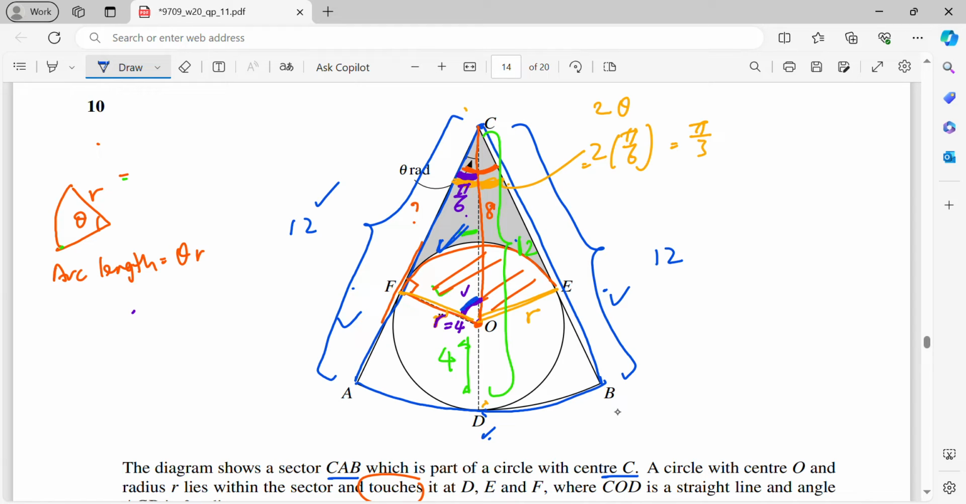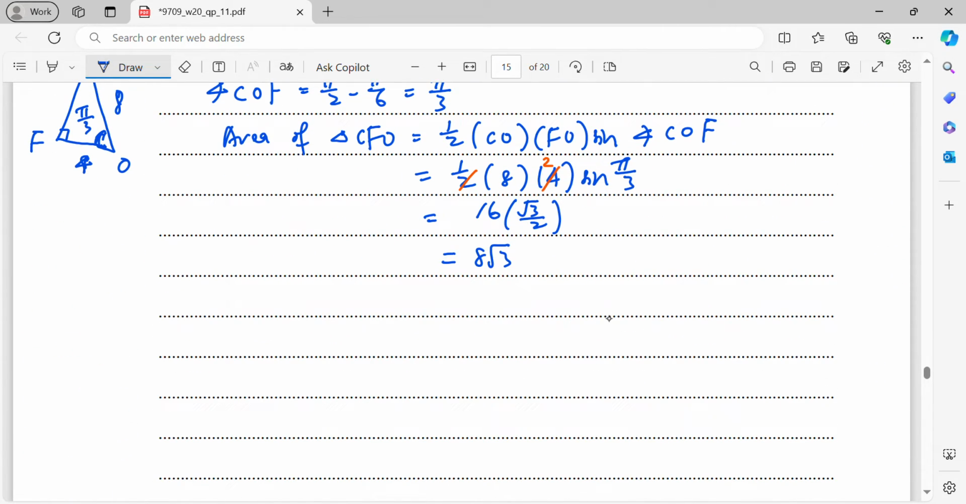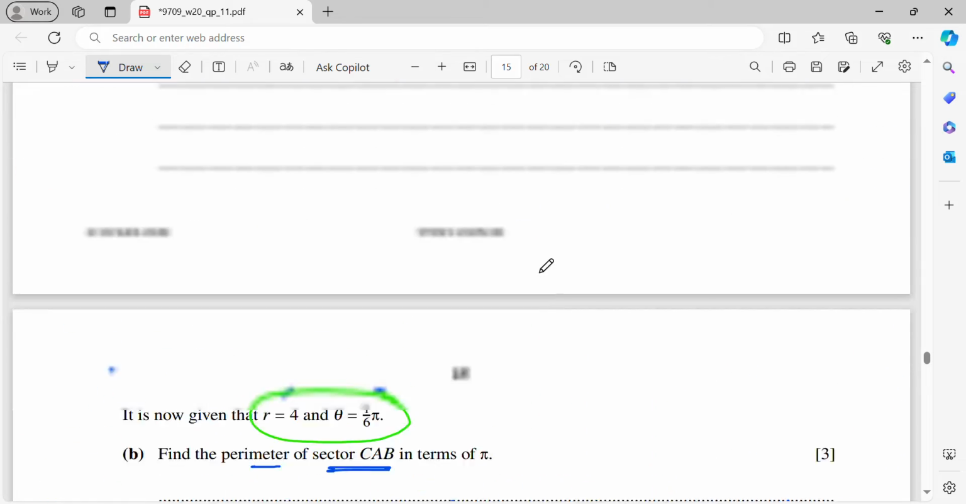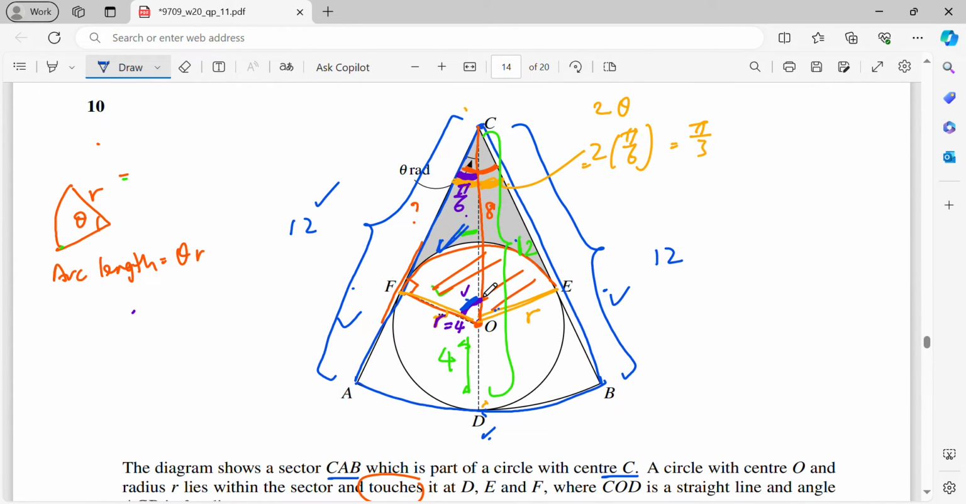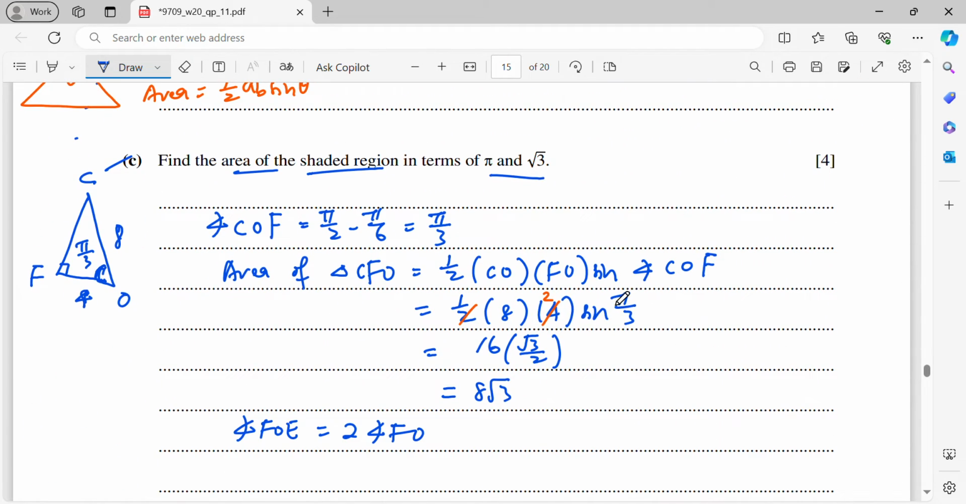Okay, so just now we have found this angle. So you just double it. So angle FOE is double of angle FOC. So FOC is same as COF, right? So it's double of pi over 3. So I get 2 pi over 3.